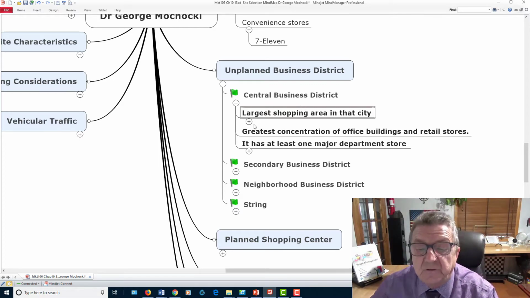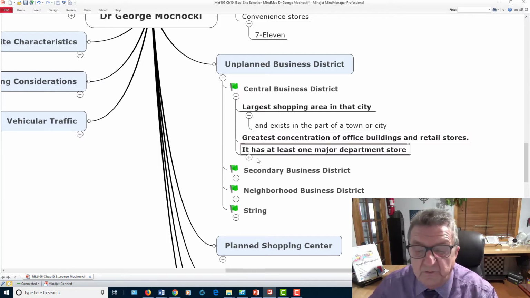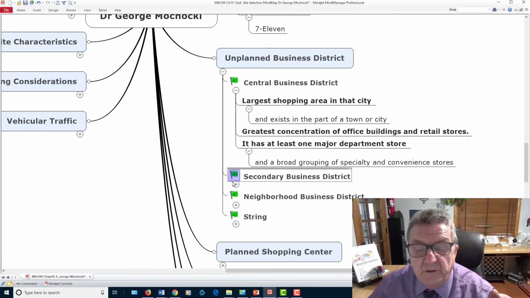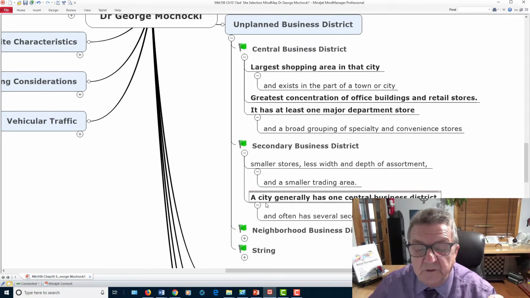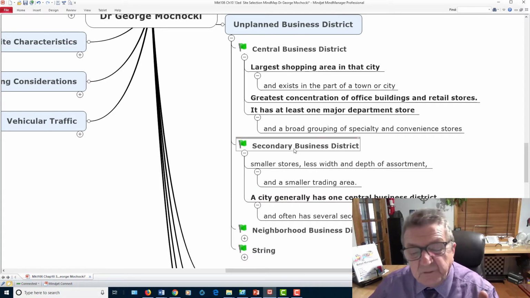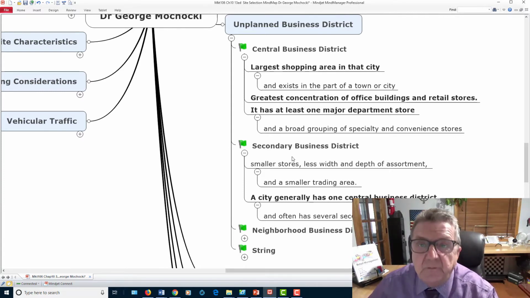A larger center in the shopping area, right in the center of town, and then you've got the most office buildings, retail stores, at least one major department store. And the secondary is usually outside, smaller stores, less depth and assortment. The city generally has one central business district, and the secondary, out here in the suburbs, grew up off the roads, not planned. It just so happens, so here, and now that becomes their main. So their village hall and everything else would be what you would call the secondary.